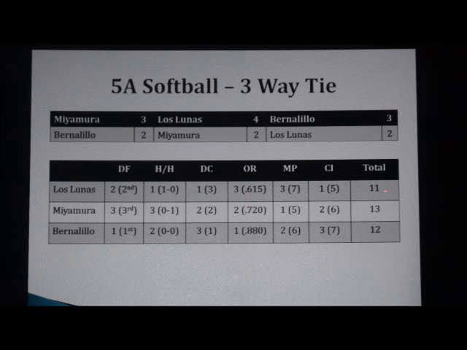Now, once we take out a school, so Los Lunas is going to be seated above the other 2, then we go back and we compare these schools. So we would compare Miramira to Bernalillo on their own, because no longer is it a tie because we took Los Lunas out. Therefore, Miramira beat Bernalillo head-to-head in the 6 criteria points, so Miramira would be seated next, and Bernalillo would be seated after that. So that is how we do break a three-way tie.